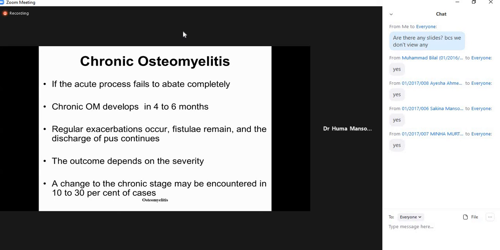So it develops in 4 to 6 months. Regular exacerbations occur. Fistulas are connections between two tissues. The fistula remains, and the discharge of pus continues. The outcome depends on the severity. A change to the chronic stage may be encountered in 10 to 30% of cases.